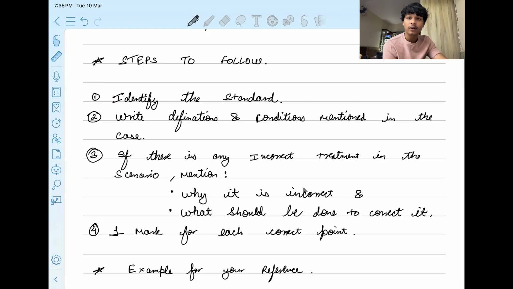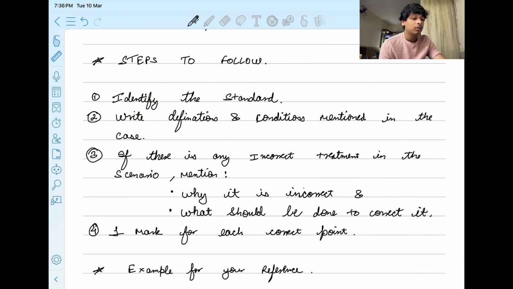Now let us see what steps we have to follow, and I'll be taking a real example so that you can relate to it and easily see what you have to replicate. First, we have to identify the standard that the scenario is talking about, because in the scenario you will not get the exact standard written. You will get a hint that this is the standard they are talking about, and you have to identify and mention the standard as well. If you can mention the standard number, that is very well, and if you cannot, it is not a problem. You just have to know the conditions that are there in the standards.